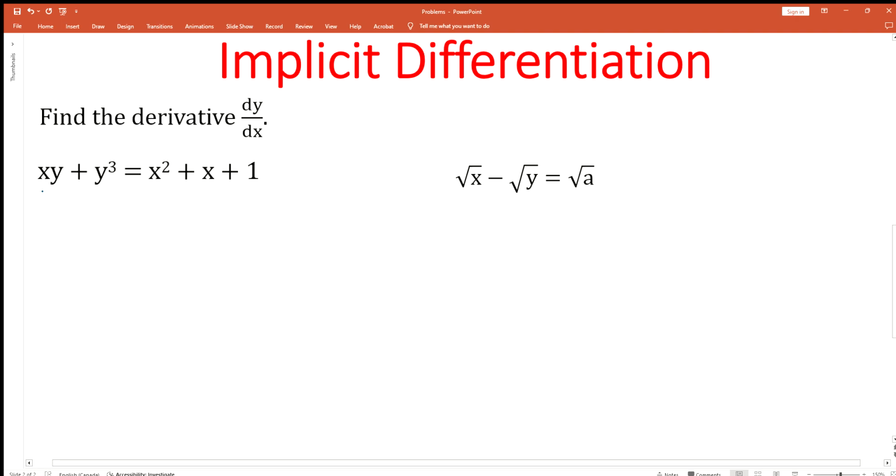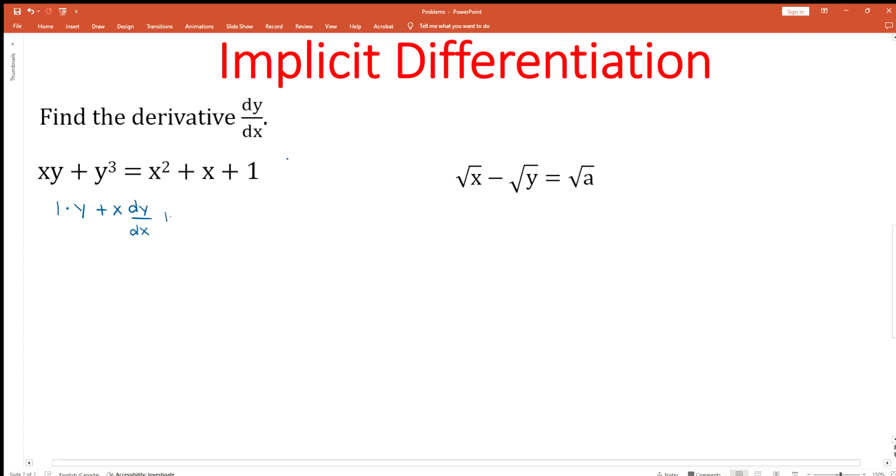Let's start with the first term, xy. xy is made up of two functions, x and y. So we have to use product rule to find the derivative of the term xy. As per the product rule, we start with the derivative of the first function, x. The derivative of x with respect to x is 1 times the second function y plus the first function x times the derivative of the second function. The derivative of y with respect to x is dy over dx. There is a very important step we need to understand to solve this type of problem.